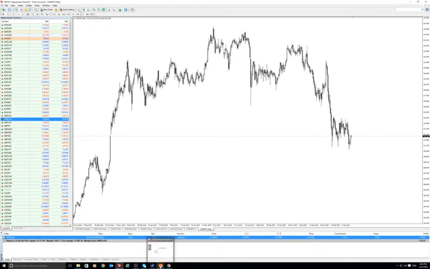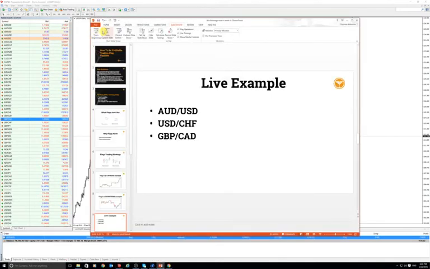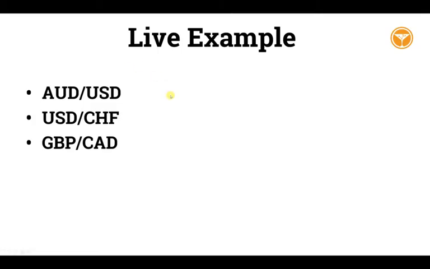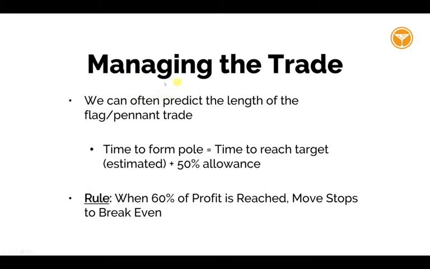All right, what we'll do is we'll just go back into the slides for this week because I want to cover managing the flag really quickly. So we can often predict the length of the flag pennant trade like we've talked about. We also have the time to form the pole. So this is really important when we're talking about how long it might take. So when we're looking at a flag, we know that we may want to take, let's say, 80% of the expected take profit.